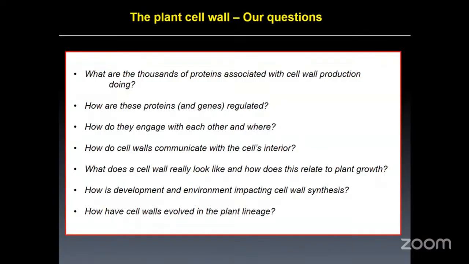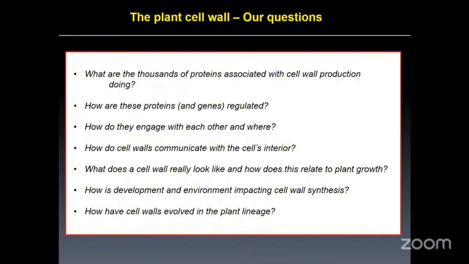In my lab, we're interested in a range of different questions related to cell wall structures. We're interested in what the thousands of proteins that are associated with cell wall production actually do. We're interested in how these proteins and the corresponding genes are regulated. We're also interested in how they engage with each other and where this is happening. We're interested in how cell walls can communicate to the cell. Now, it has to basically tell the cell to make more or less cell wall polymers.